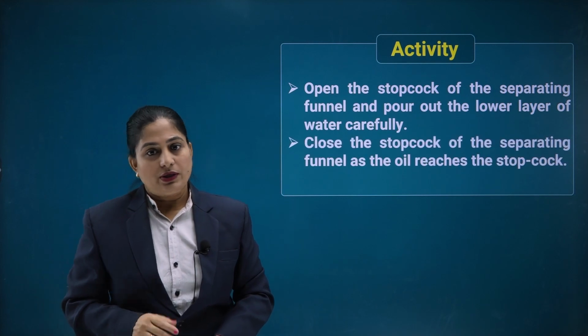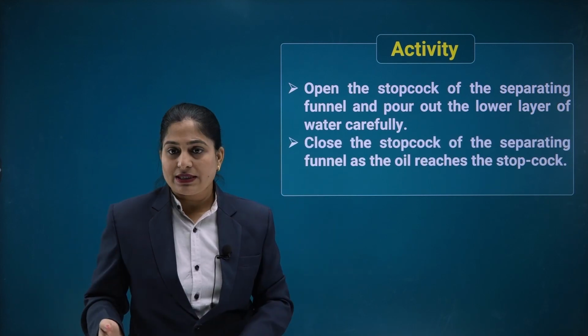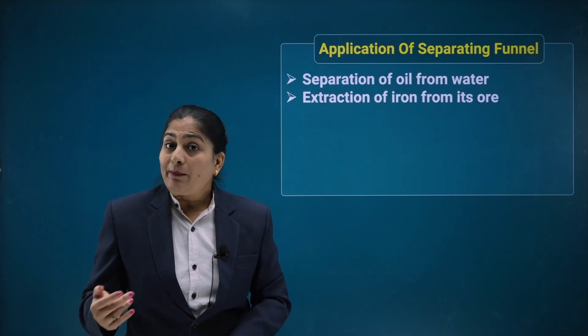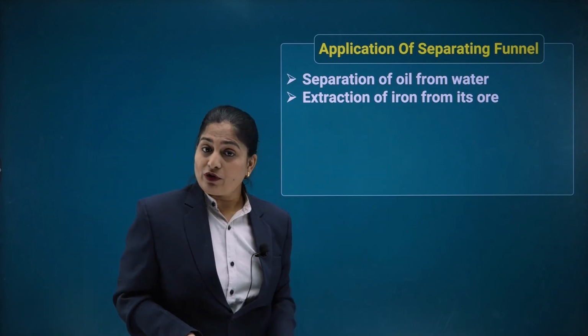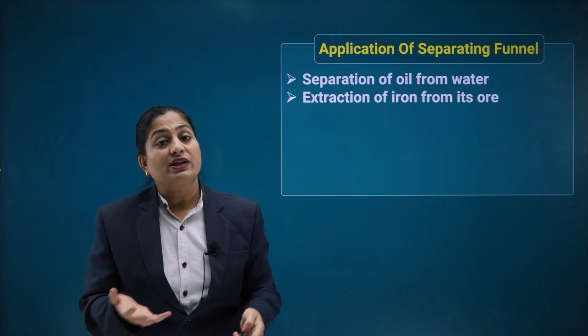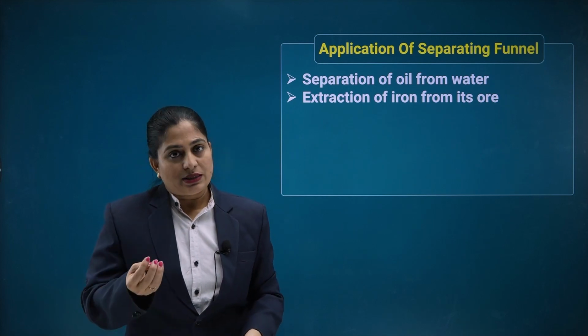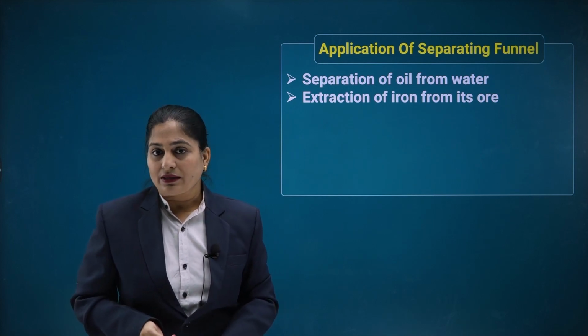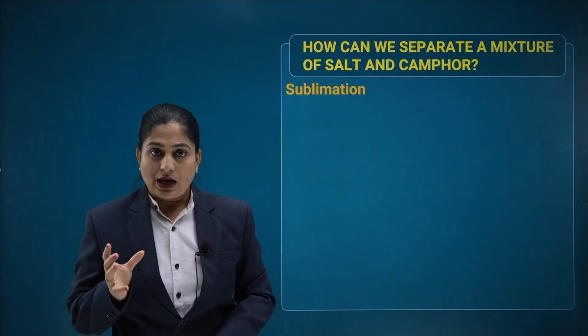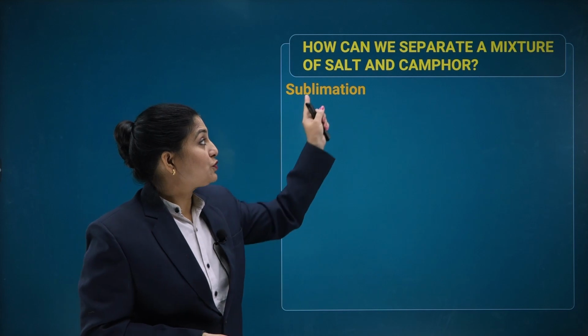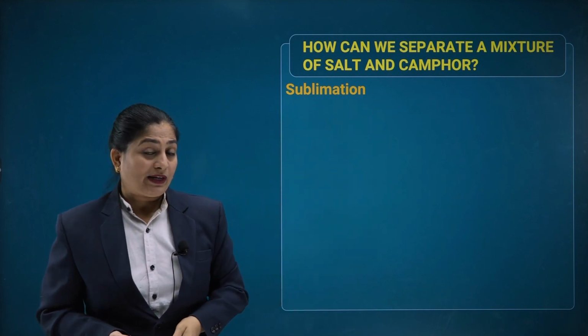Let us move further. So as I've told you and explained this separating funnel, what are the applications of the separating funnel? One very good example, we can separate oil from water. Another, we can extract iron from its ore. This is used in the extraction of iron. Application of separating funnel. Now another question is, how we can separate a mixture of salt and camphor? This is a good activity.